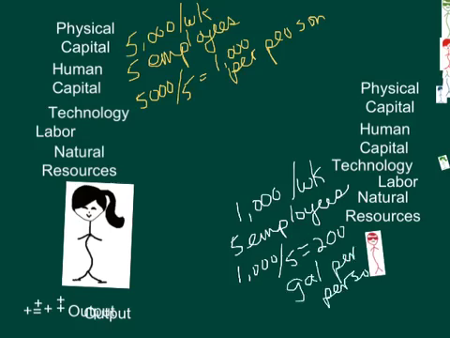Running out of space here. So that's another way that we take a look at the production function, is the output per person. And so the better the resources are, the greater the output per person will be.